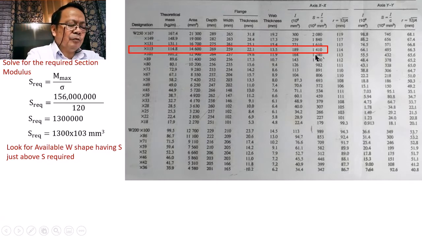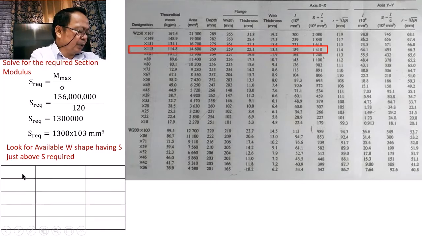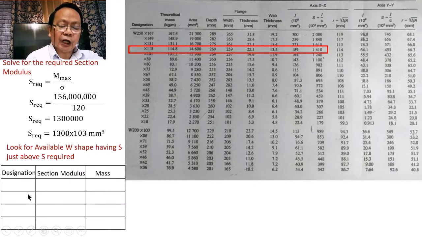And this section modulus is for the section W250 by 115. Ibig sabihin, meron tayong depth na 250 at ang kanyang approximate mass is 115. Kaya pwede natin siya i-consider as one of our choice in our selection. So meron tayong designation dito, yung kanyang available section modulus at yung kanyang mass, kasi mamimili tayo ngayon kung ano yung kanyang mass na gagamitin natin.